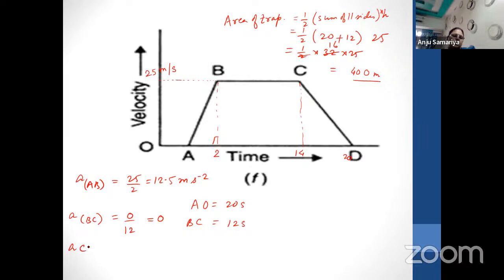Acceleration along CD is 0 minus 25 upon 6, so that is equal to minus 25 upon 6 m/s².